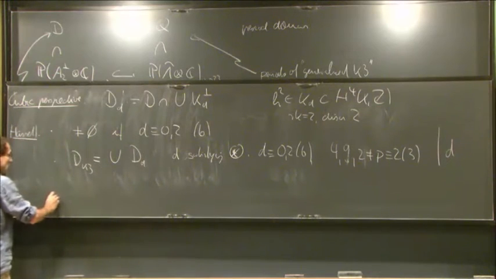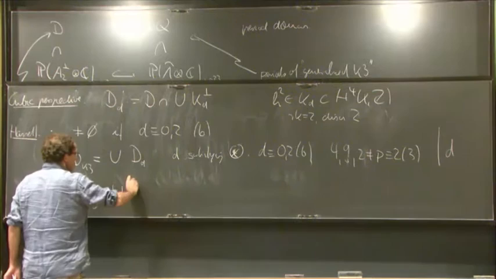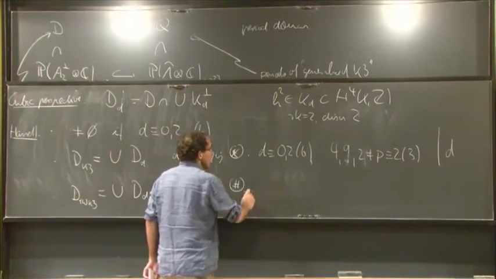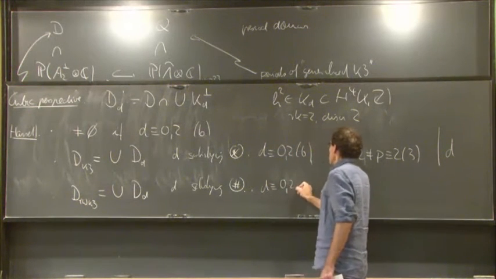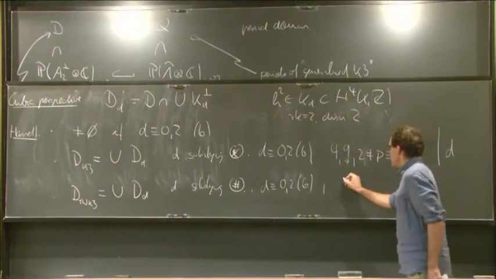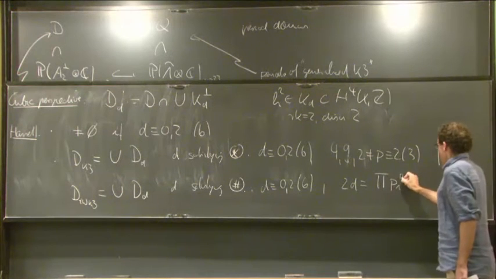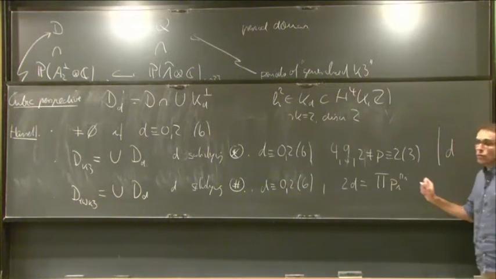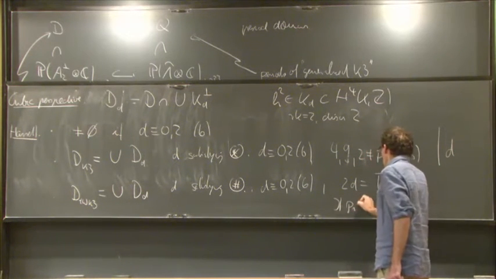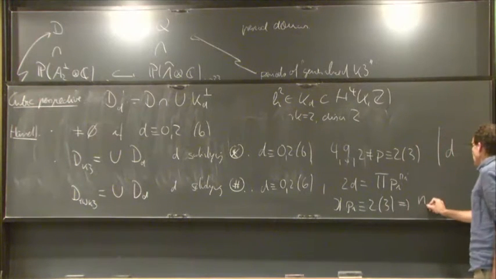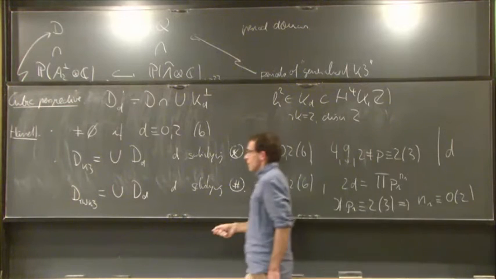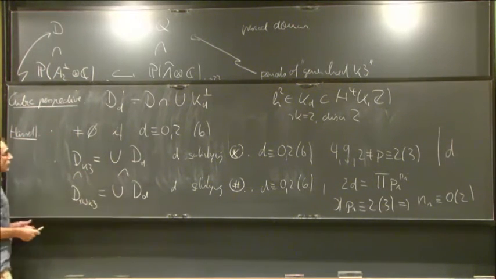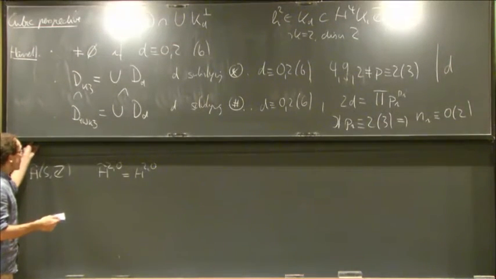And a similar computation proves the following. So the space of twisted K3s is also a union of DDs, with D now satisfying, first of all, I keep this condition. So D is congruent to 0 or 2 modulo 6. And then in the prime decomposition of D, there might be primes congruent 2 mod 3. But if there is such a prime, then it has to occur with an even power. So if p_i is congruent 2 mod 3, then a_i has to be even. So in particular, not all of the special cubics are twisted K3. Okay.